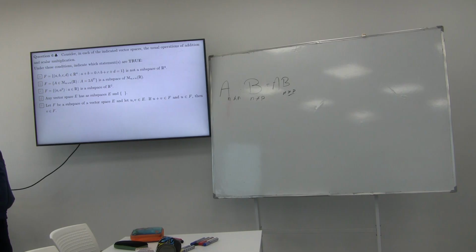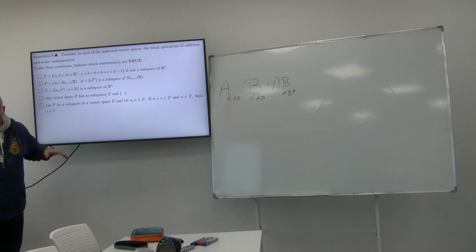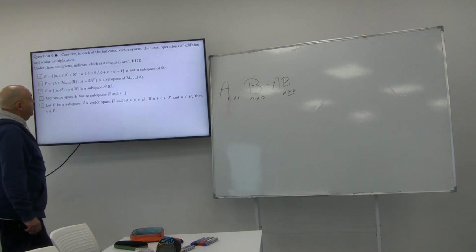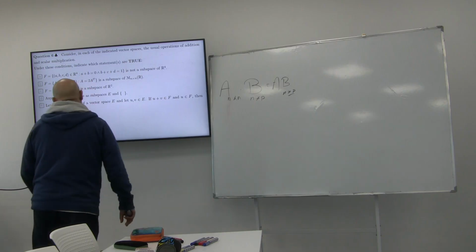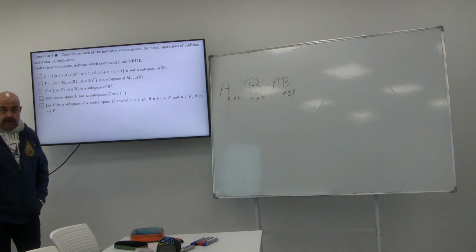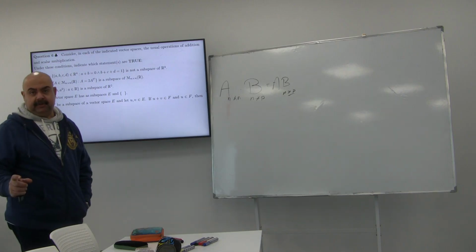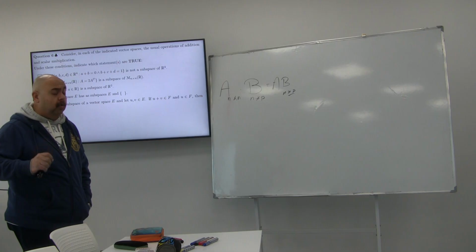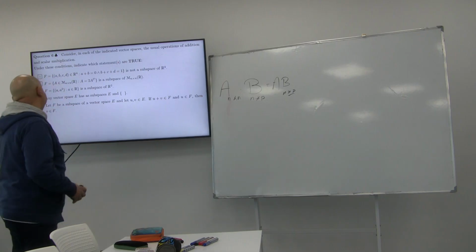Now let's go to question number 6. Okay, number 6 is talking about vector spaces. Consider in each of the indicated vector spaces the usual properties of addition and scalar multiplication. So he will focus with you on building a vector space or a subspace. So please go through them easily, step by step.